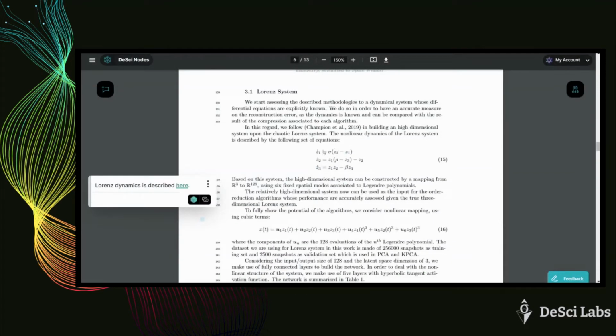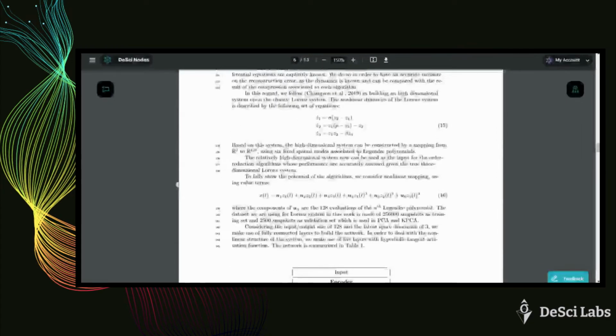And this is a three-dimensional space, and these are the differential equations that we are dealing with for this system. In this toy case, we use some Legendre polynomials to bring this three-dimensional system to a higher dimensional system, to R2 and to R128. So we are bringing this system from R3 to R20.